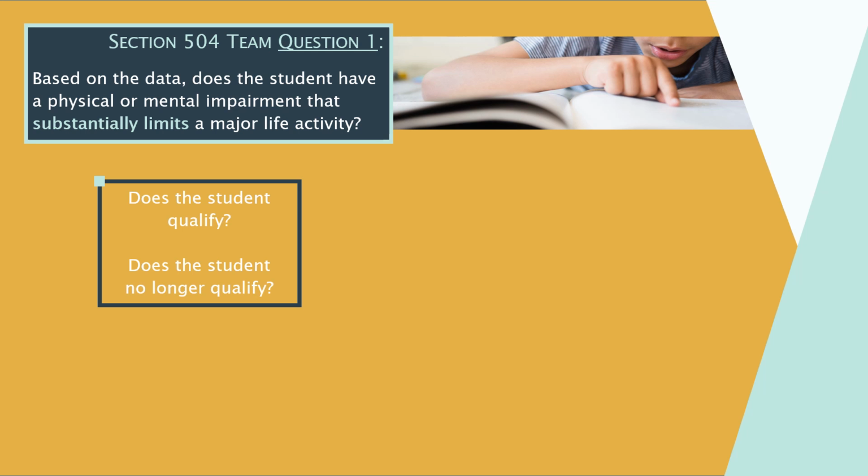The first question is also used to determine if a student no longer qualifies for protections or services under Section 504. A student may exit Section 504 if they no longer have a physical or mental impairment that substantially limits a major life activity. The first question is not necessary for every Section 504 meeting, if the student is already found to meet the criteria. If the purpose of the meeting is to review the supports, the team should ask questions 2 and 3.